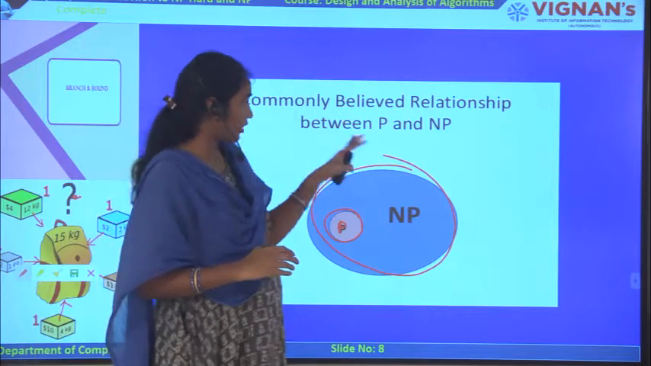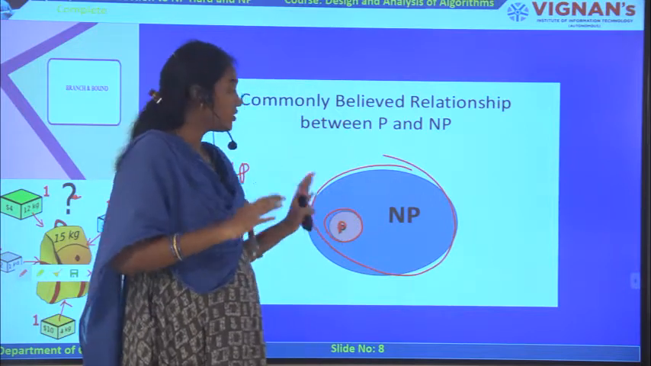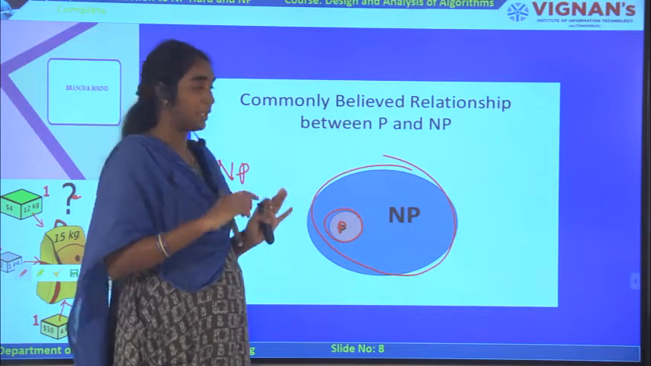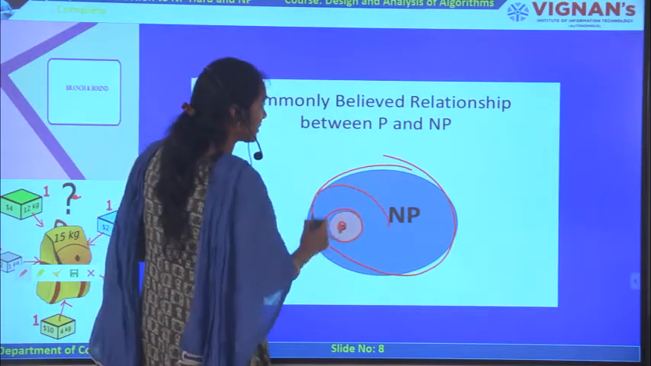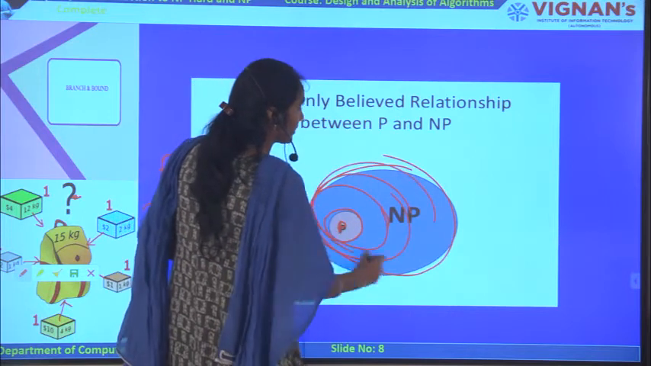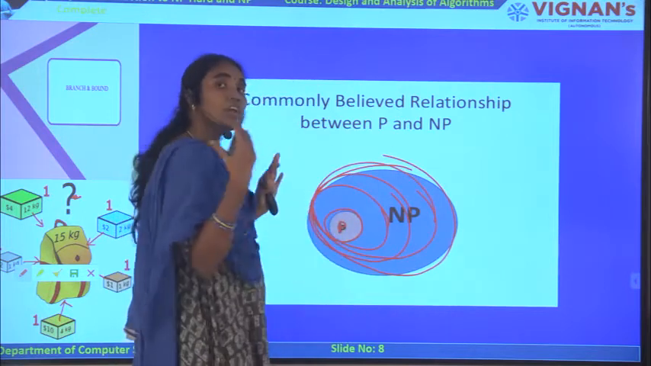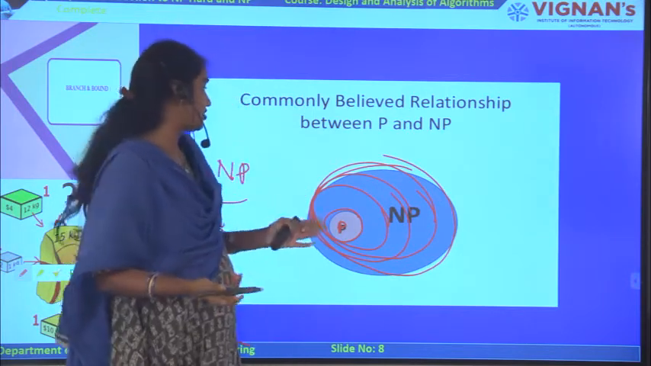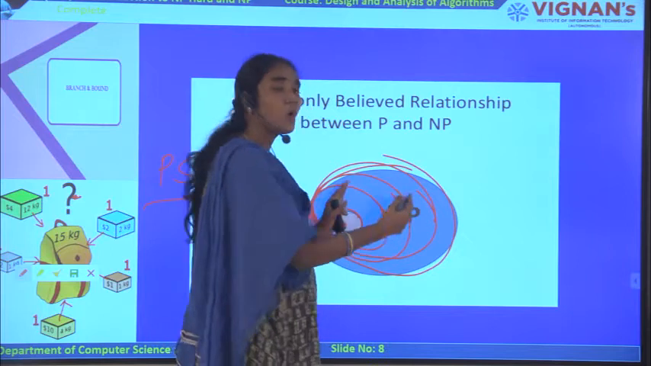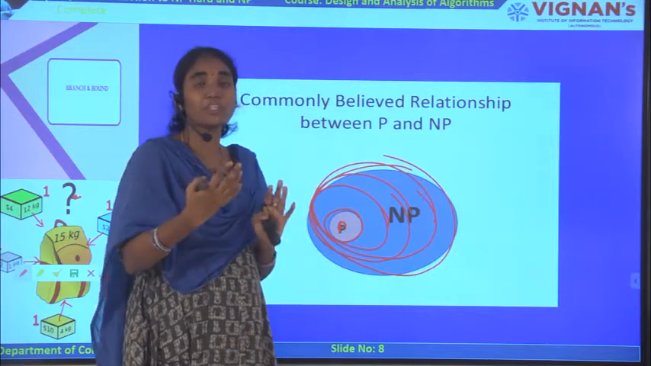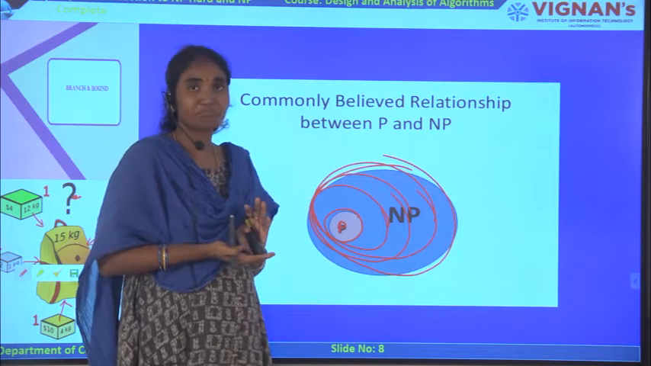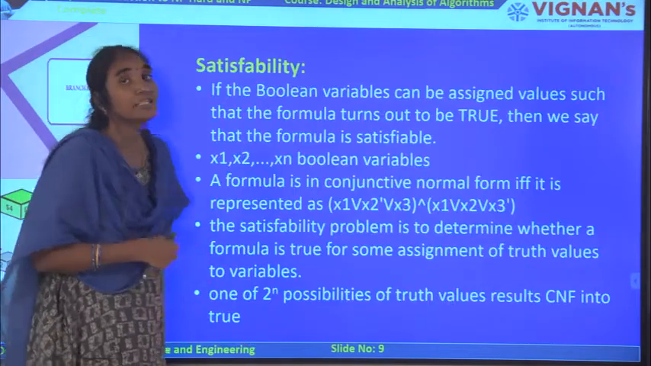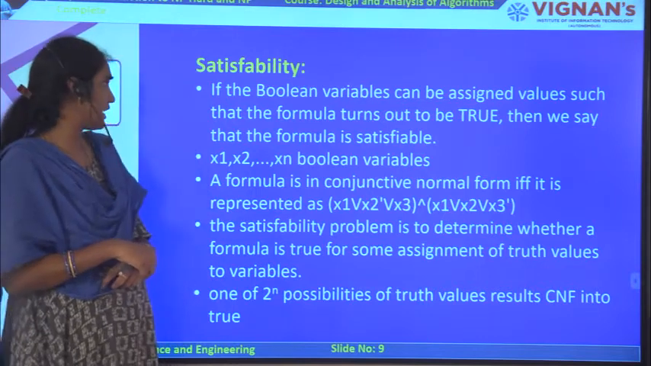So here what are all the NP problems we are having, right? Those NP algorithms we now want to convert into P, such that this P gets expanded, and finally in future at least our next generation can see that this NP is almost equivalent to P, right?